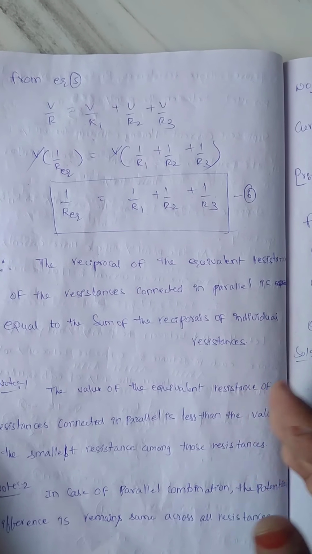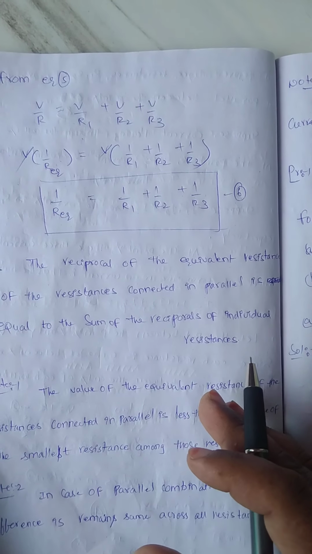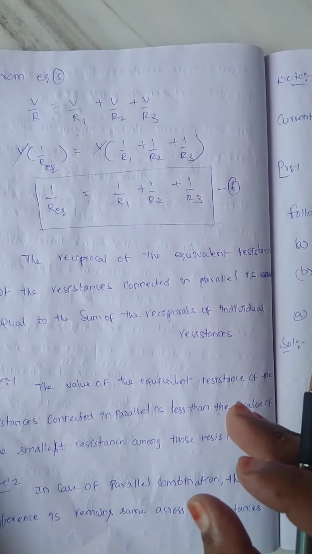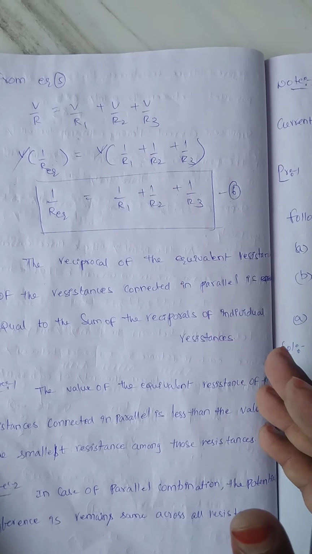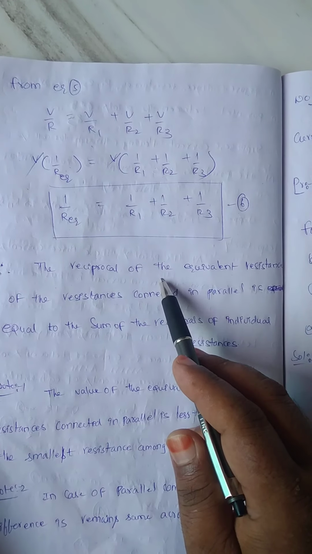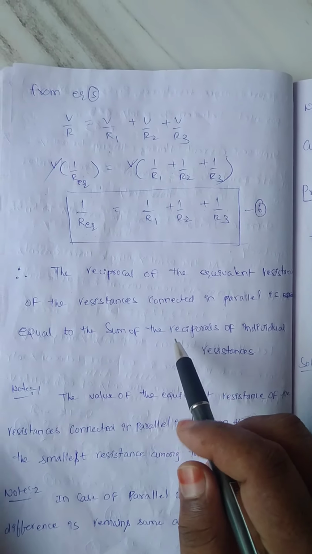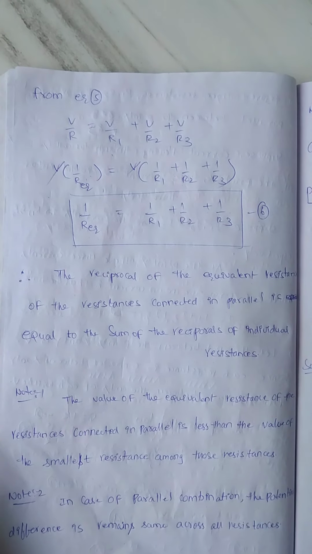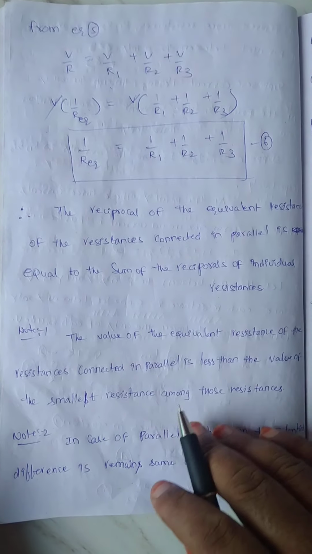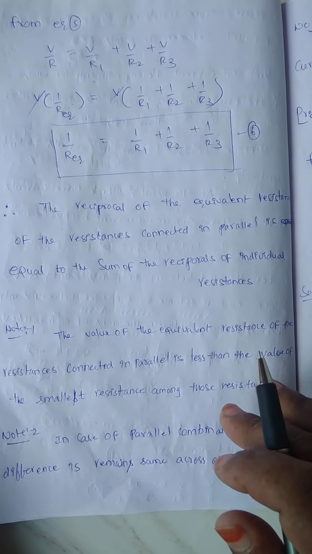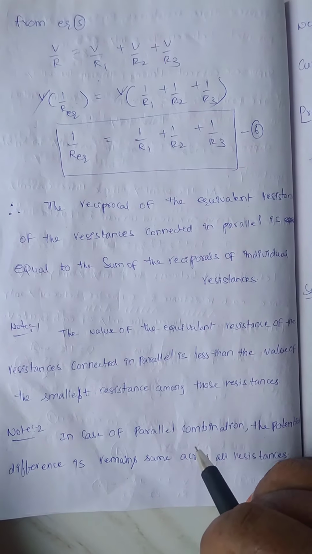But in the case of series combination, what we said is that the equivalent resistance is equal to the sum of the individual resistances. Here, the reciprocal of the equivalent resistance of the resistances connected in parallel is equal to the sum of the reciprocals of the individual resistances. Note this point, just remember these two important points.